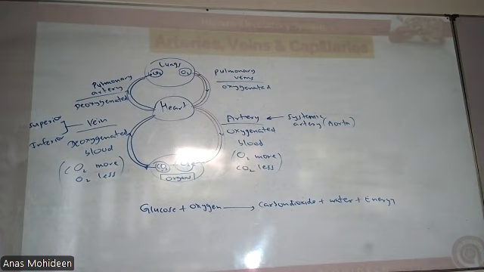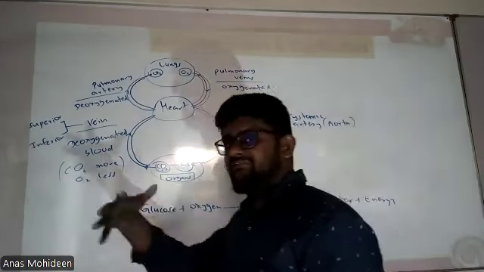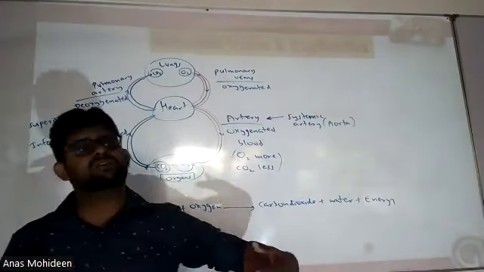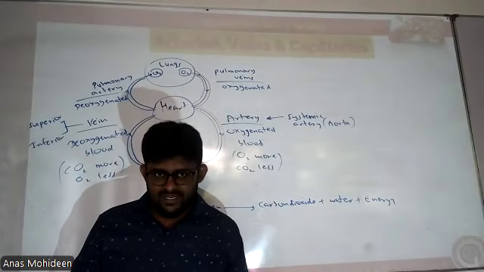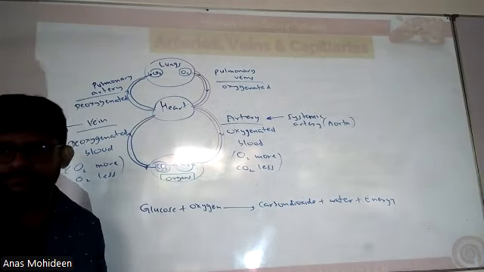Capillaries make a network surrounding the organs for the exchange of particles, and they are the ones that connect the venules of veins and the arterioles of arteries together around the organs. Clear the points? Okay, note this down quickly.